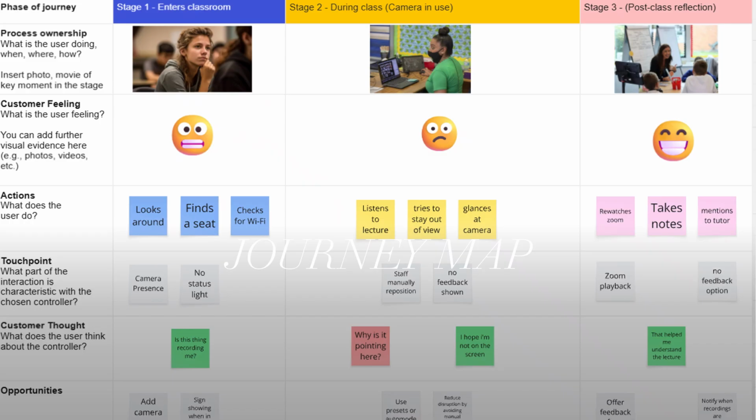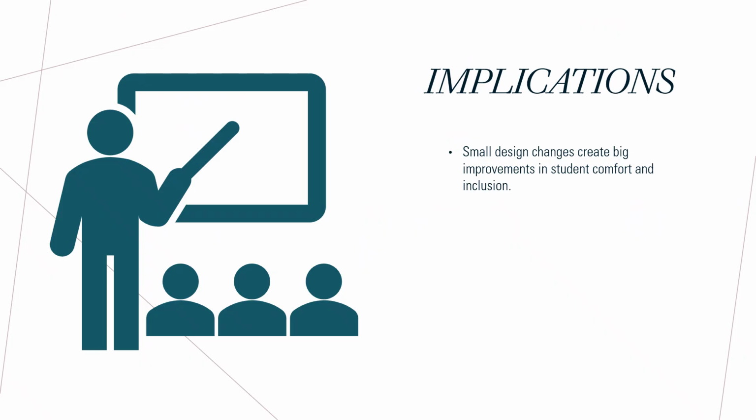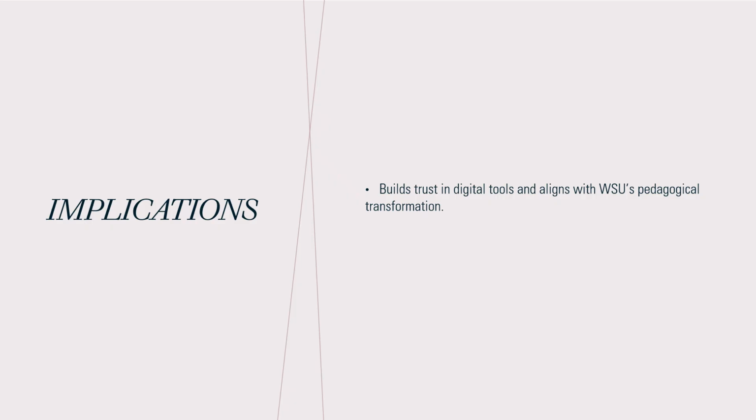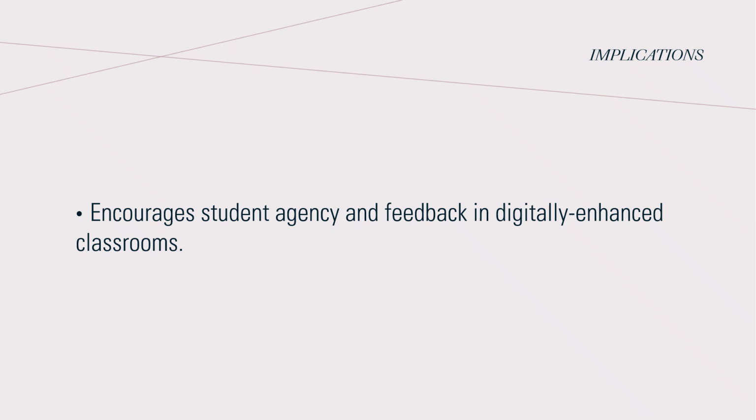So here we have the journey map, which includes three stages: when you're entering the class, during the class, and post-class reflections, so when you're finishing the class. Okay, so small design changes create big improvements in students' comfort. In conclusion, it builds trust in digital tools and alignment with Western Sydney University pedagogical transformation, encouraging students' agency and feedback in digital and enhanced classrooms.